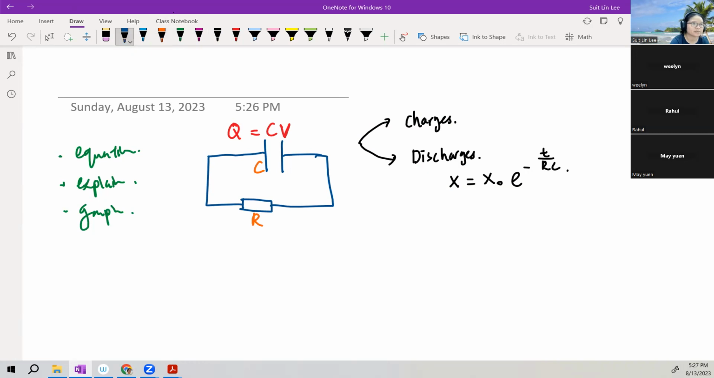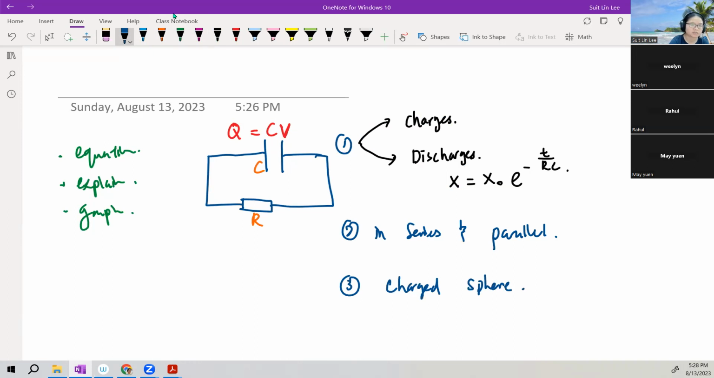Okay. Second thing you need to know is the capacitor in series and parallel. And finally, the third thing you need to know is the capacitance of a charged sphere. And some basic explanation stuff. So the charged sphere one just now was C is equal to 4 pi epsilon naught R.